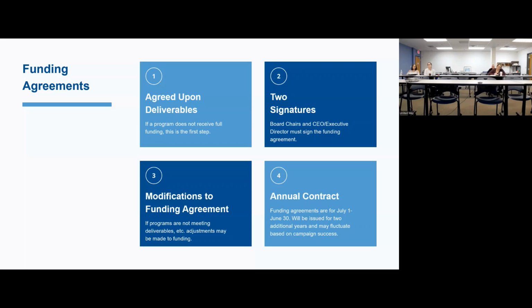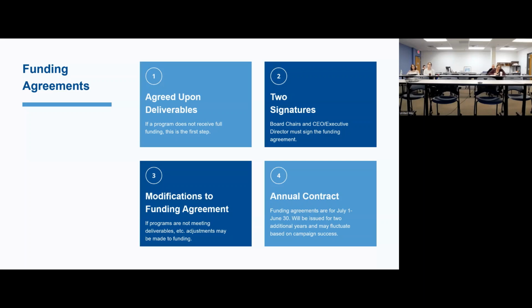Once we get all that figured out, we'll need 2 signatures on that, from your board chair and your executive director. And if there are any issues or anything anyone's feeling super nervous about, we can always modify those funding agreements just to say, hey, this funding is contingent on X, Y, or Z. It's a pretty flexible process.